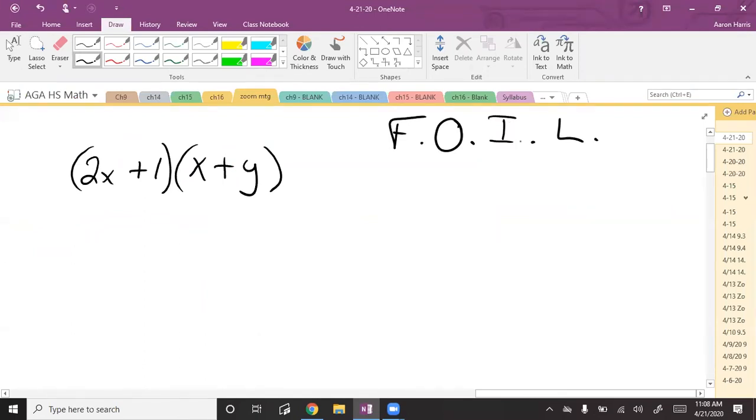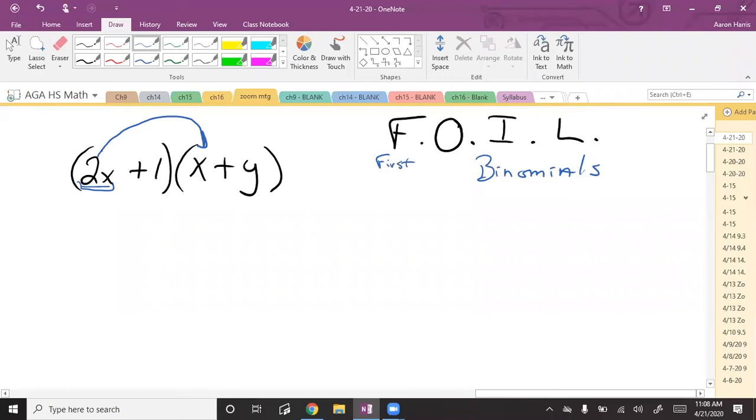So what does foil stand for? I have no idea. All right, I'm going to teach you right now. I'm going to take the first term. Remember, these are two what? Binomials. So they named it foil when it only works for binomials. First, I take the first term and I multiply it to that first term in the second binomial. So this is first.